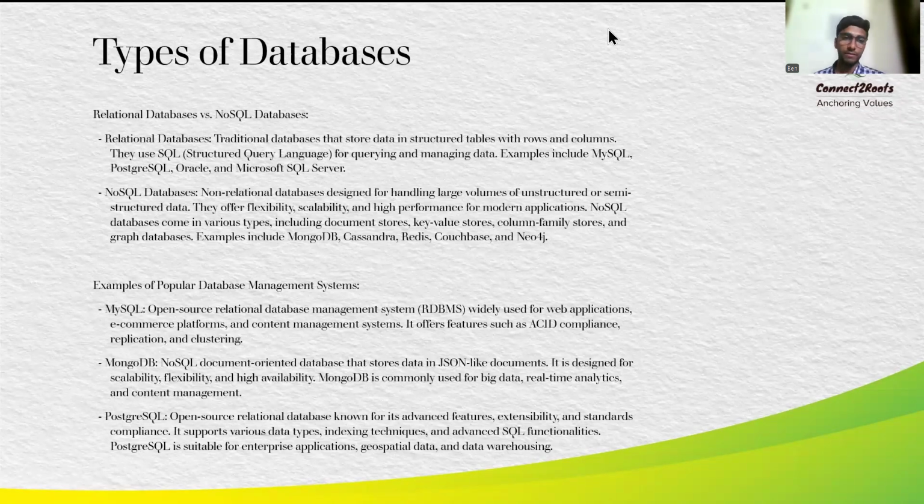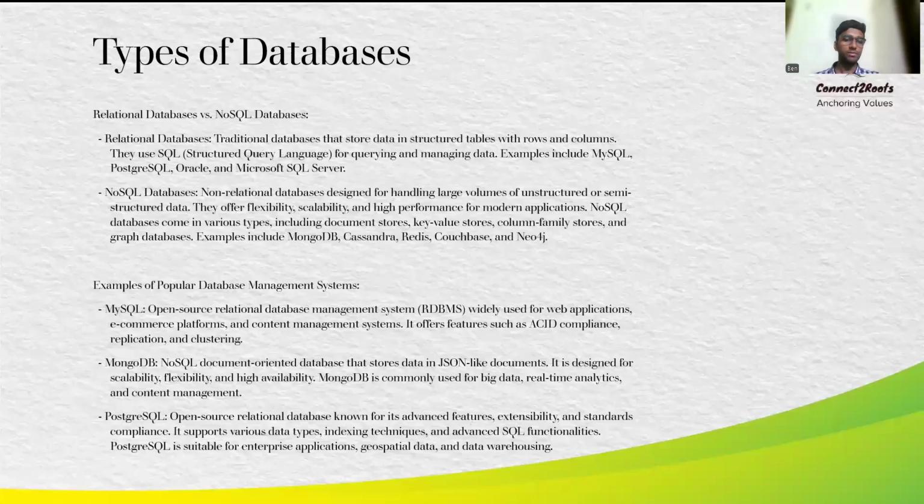So coming to the types of databases that are currently available in the market. There are two types of databases. One is relational databases and another is non-relational databases, or you can say NoSQL databases. Relational databases are the traditional databases that store data in structured tables with rows and columns. They use structured query language, SQL, for querying and managing data. NoSQL databases are non-relational databases that are designed for handling large volumes of unstructured data. They offer flexibility, scalability, and high performance for modern applications.